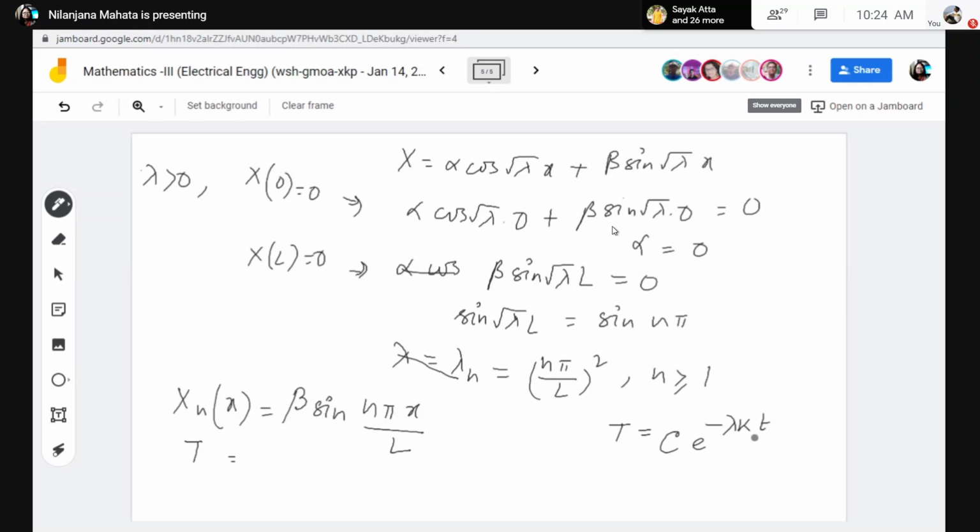So in terms of this n pi by l, I can write this T as equal to some c_n e to the power minus k lambda, where lambda is (n pi by l) whole square, times t.